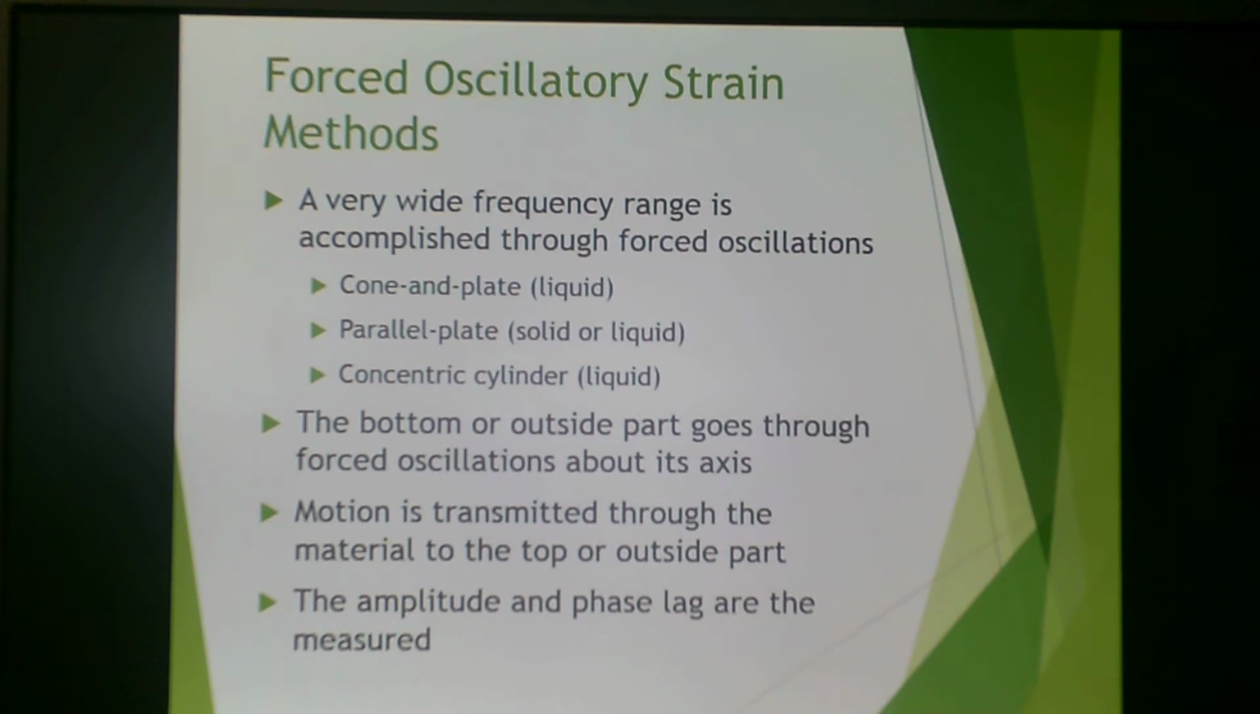Forced oscillatory strain is done frequently using the type of geometries that we saw with viscometers through forced oscillations. You have cone and plate, parallel plate, and concentric cylinder. Typically the experiments that occur in my lab are parallel plate with a sort of paste material. The bottom or the outside part goes through forced oscillations about its axis. Motion is transmitted through the material to the top or outside part, and the amplitude and phase lag are what are actually being measured in this case.